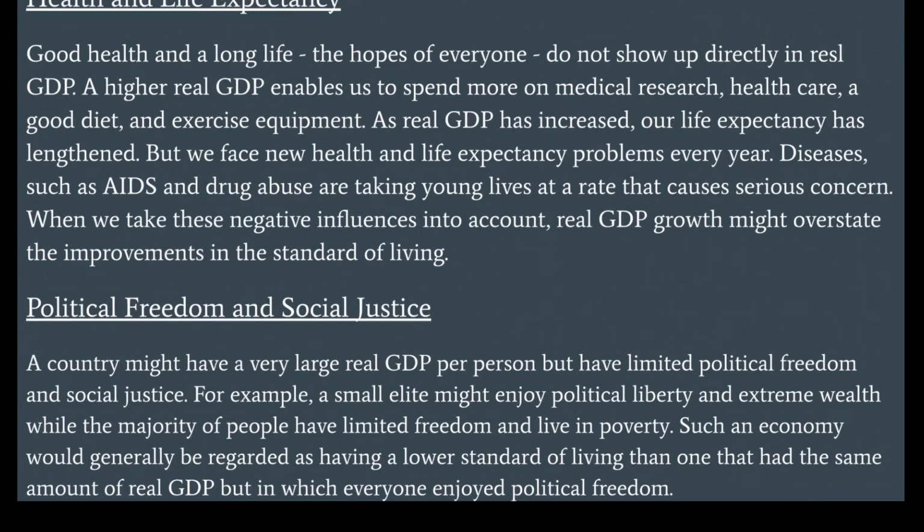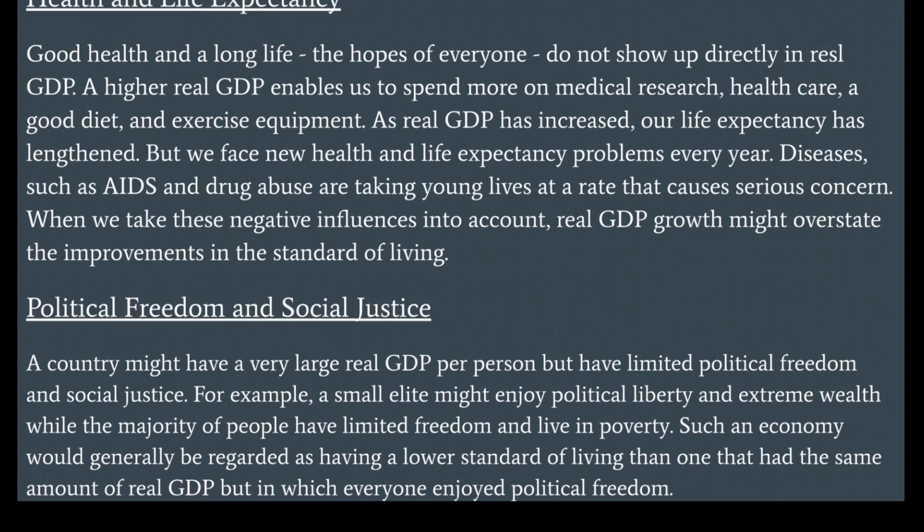Health and life expectancy. Good health and a long life, the hopes of everyone, do not show up directly in real GDP. The higher real GDP enables us to spend more on medical research, healthcare, a good diet, and exercise equipment. As real GDP has increased, our life expectancy has lengthened. But we face new health and life expectancy problems every year. Diseases such as AIDS and drug abuse are taking young lives at a rate that causes serious concern. When we take these negative influences into account, real GDP growth might overstate the improvements in the standard of living.